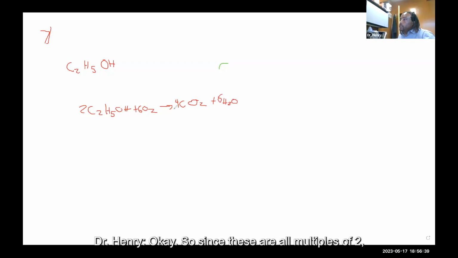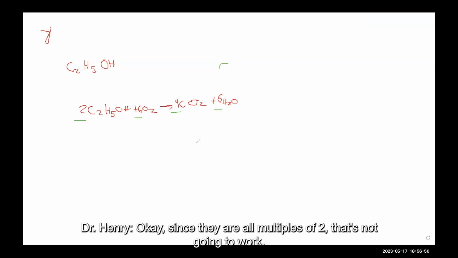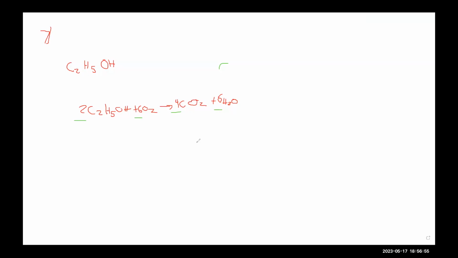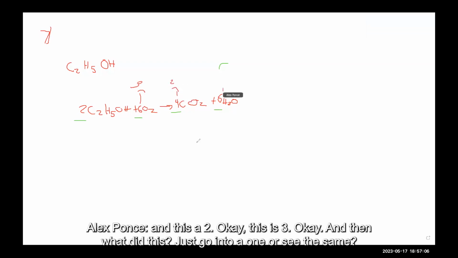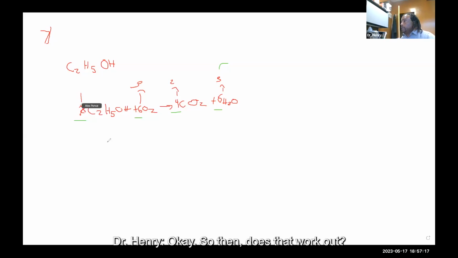Okay. Since these are all multiples of 2, are they not all multiples of 2? Yeah. Since they're all multiples of 2, that's not going to work. So you need to reduce it. So this would turn into a 3, then this a 2, and then this a 3. And would this just go into a 1 or stay the same? It's going to have to go into a 1 because you're dividing everything by 2, right? Right. So does that work out?